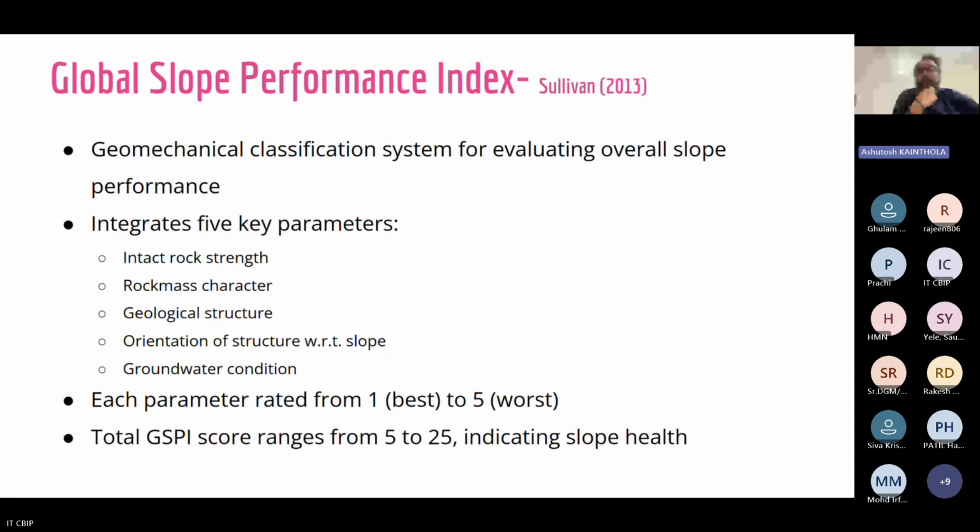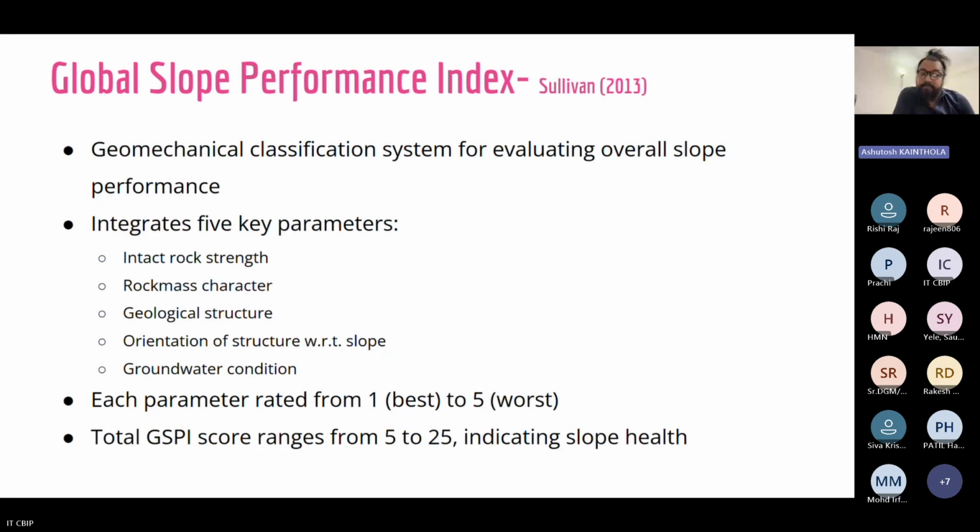The reason we employed GSPI is we can get a very fair idea of slope performance when we can expect localized failures and when we can expect total collapse. So this is one thing we wanted our emphasis on, and the parameters that it takes is rock strength, UCS, rock character, structure, orientation, and water.